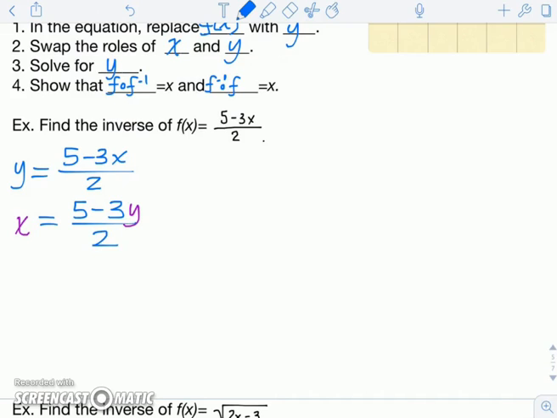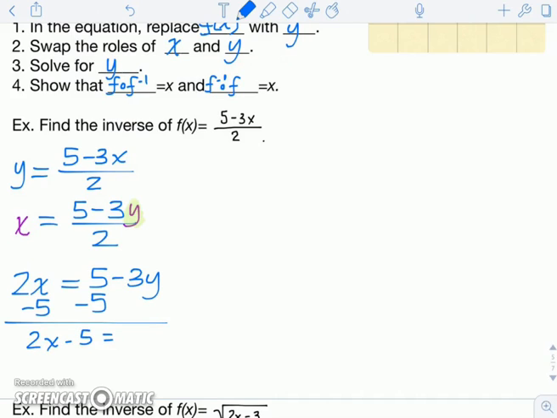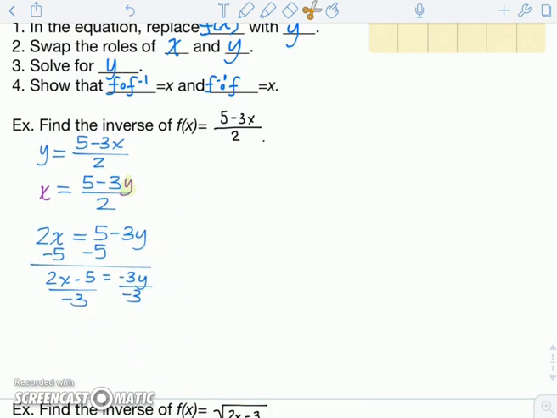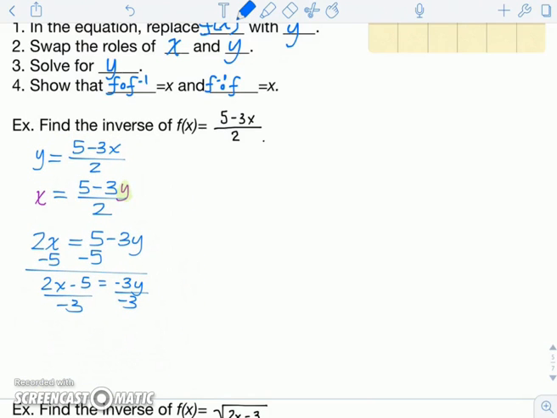And now I'm going to solve for y, so I'm trying to isolate this y right here. So first thing I'm going to do is multiply both sides by 2. I have 2x is equal to 5 minus 3y. I'm going to subtract the 5 on both sides, so I have 2x minus 5 is equal to negative 3y. And then I divide both sides by negative 3. So I end up with y is equal to (2x minus 5) all over negative 3.